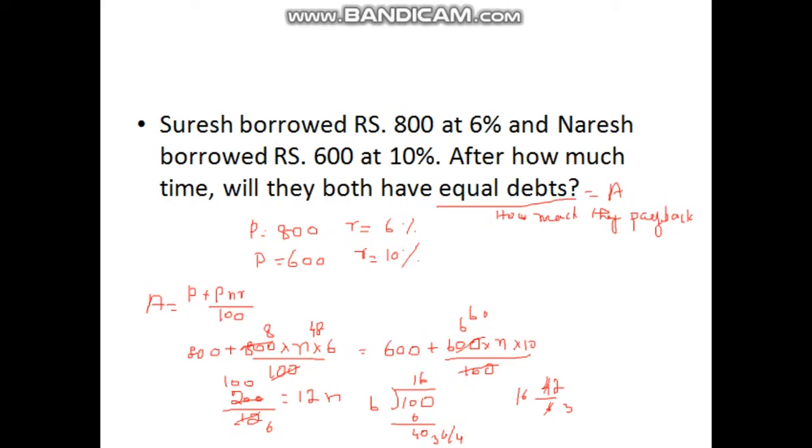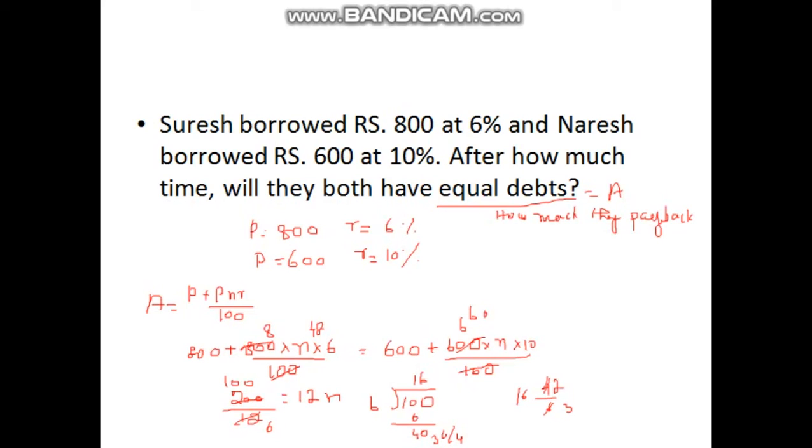Okay, so using amount, that is equal debts, amount only we'll find, right? The total amount that we'll have to return back is the debt. So we'll equate the amounts of both persons. Amount is nothing but principal plus simple interest. So principal plus PNR by 100, because n only we'll have to find. Similarly, which is equal to P plus PNR by 100.